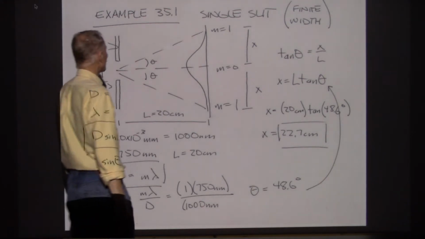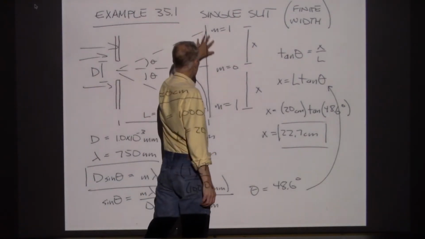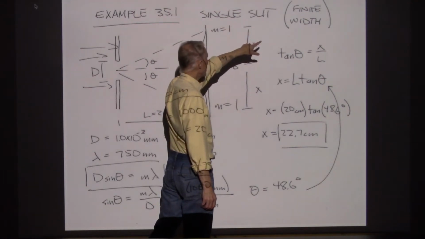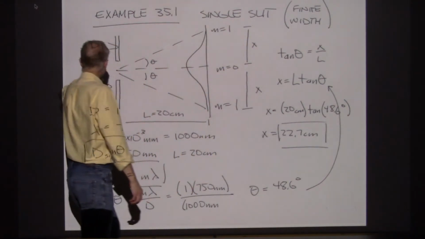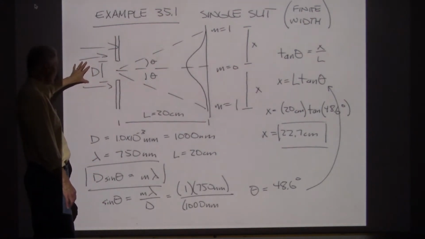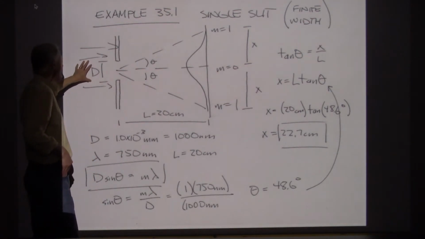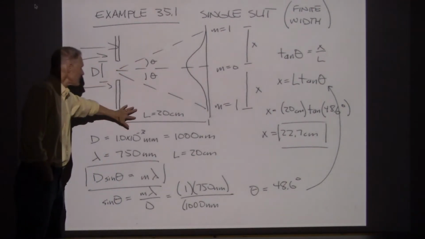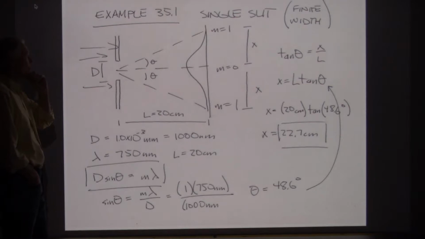So here's the setup. I've got n equals 0, n equals 1, n equals 1, and that's because it's a single slit with finite width. Oh look, I used capital D, so I got this right. This matches the book. There's a theta here, there's a theta here. This is 20 centimeters. Everything's looking pretty familiar.